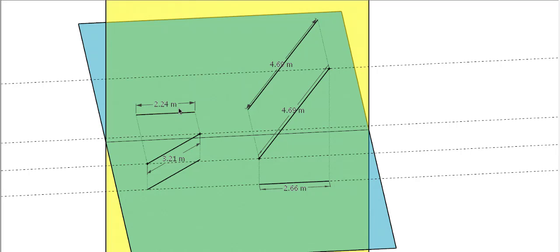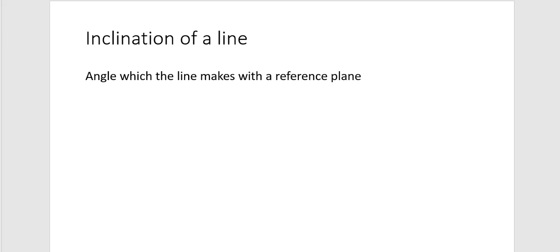So we will just go back to a presentation slide, because I have to discuss something with you. That is, projections of lines. There are some terms that you should know.